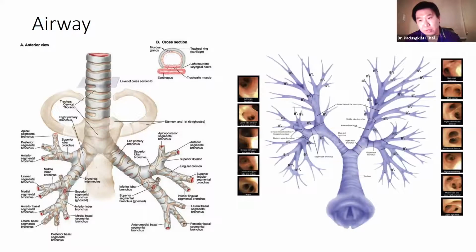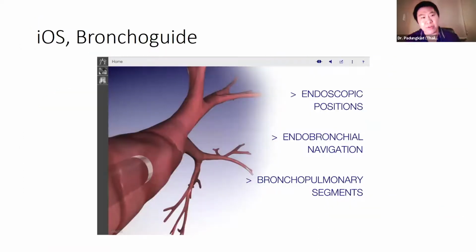But more importantly, if you are a thoracic surgeon, you have to be familiar with the bronchoscopic view of the airway. It's very hard to teach right now, but as you know, with the apps, for example the Broncho Guide, you can go slowly into each of the airways and get a feel for the airway. Okay, for the training.